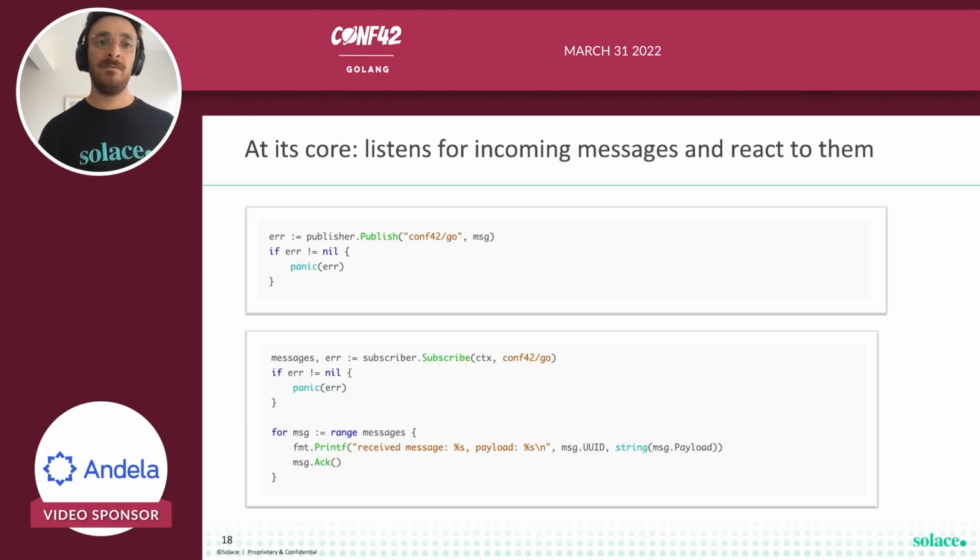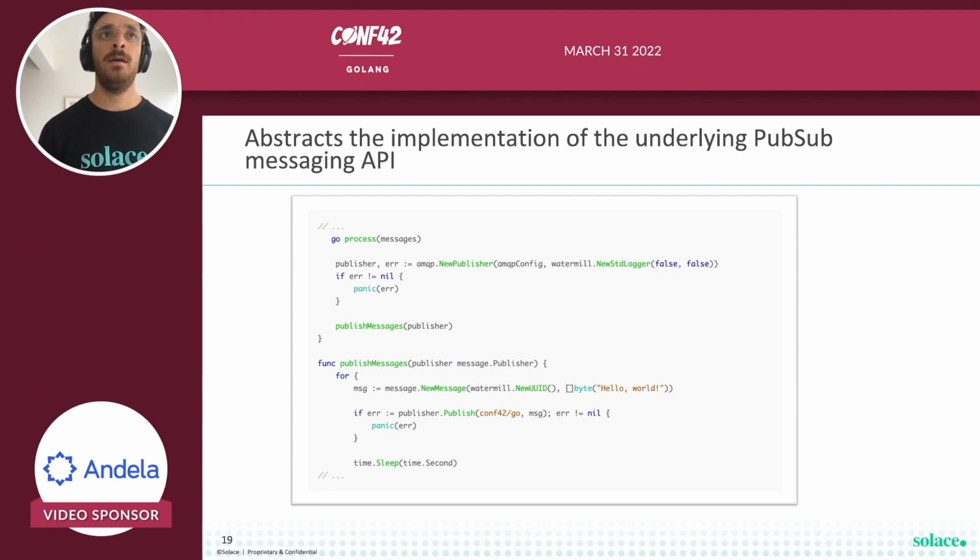So you would have a publisher that publishes messages and a subscriber that listens for incoming messages and reacts to them. So pretty much you got a publisher, regardless of what this publisher is, it's abstracted. It will publish messages on a predefined topic, and the subscriber subscribes to the predefined topic as well. So, further abstraction on the implementation of the underlying PubSub messaging API.